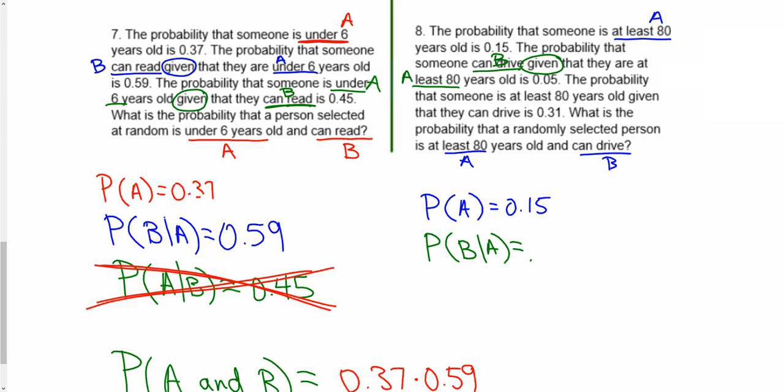That one is 0.05. Then the last one, the probability that someone is at least 80, down here at the bottom, at least 80 is A. And then given again, given is the slash, they can drive is the B. So this is probability of A slash B.